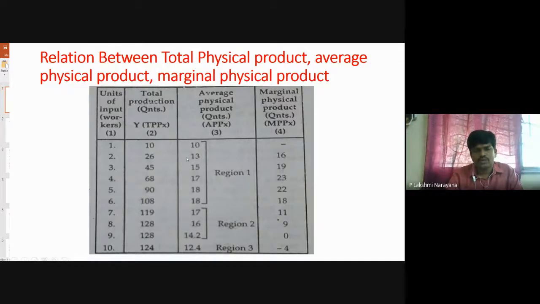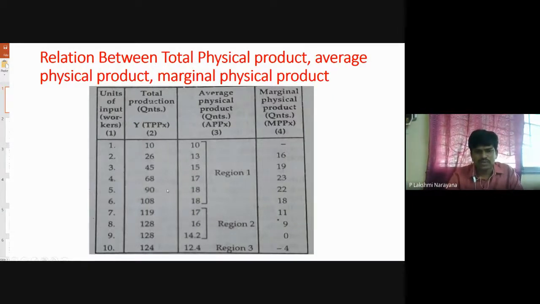So the farmer wants to increase one more labor, that is the third labor. Then total physical product is 45. The average production is 45 divided by 3, 15. So what is the marginal physical product? 45 minus 26, that is 19.